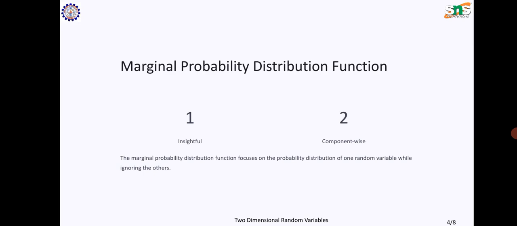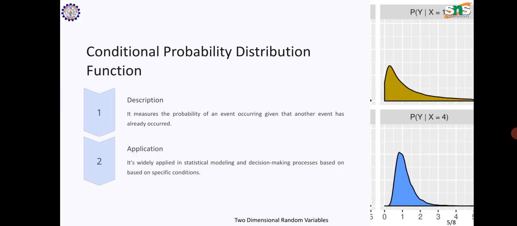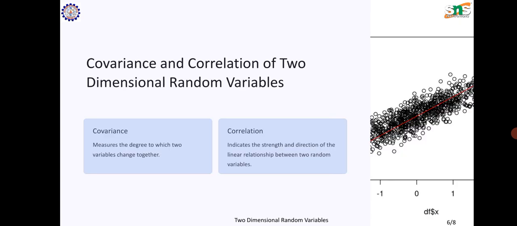The marginal probability distribution function focuses on the probability distribution of one random variable while ignoring the others. Conditional probability distribution, as we discussed earlier, has two conditions, x given y or y given x. It measures the probability of an event occurring given that another event has already occurred. It's widely applied in statistical modeling and decision-making processes based on specific conditions.